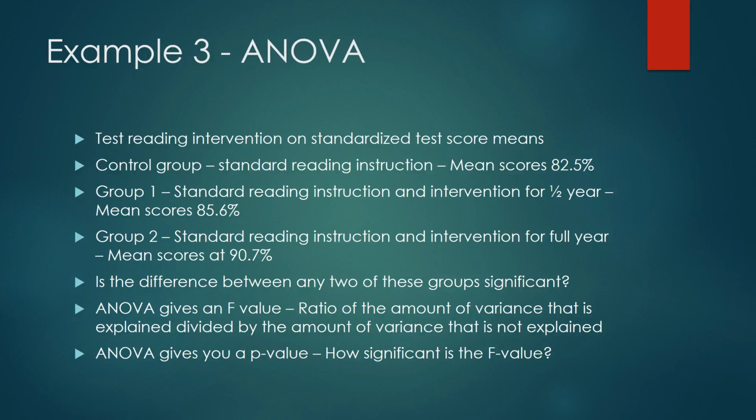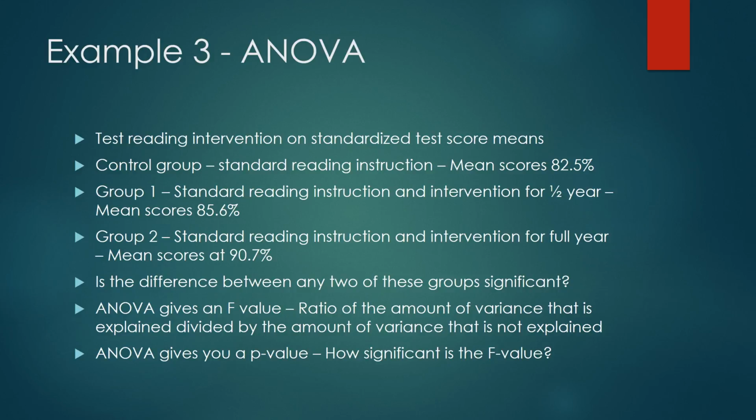82.5%. For group 1, we gave them the standard reading instruction and an intervention that went on for a half year. Their mean scores came in at 85.6%. For group 2, the standard reading instruction was given, but we gave them the intervention for the full year, and their scores came in at 90.7%.